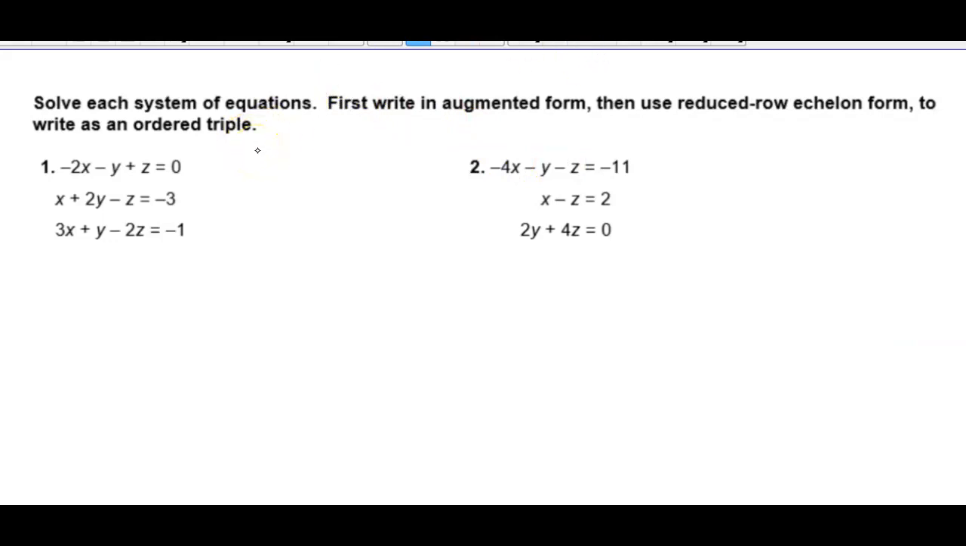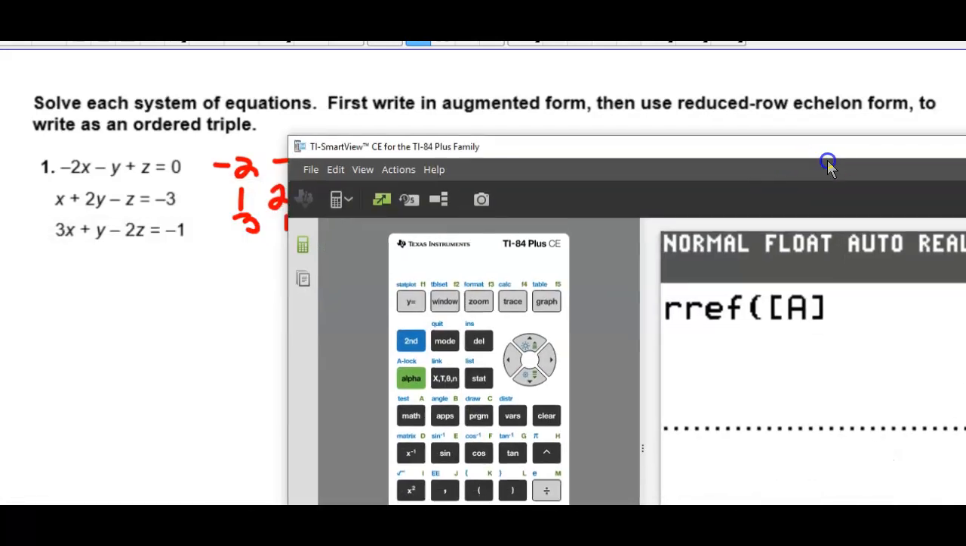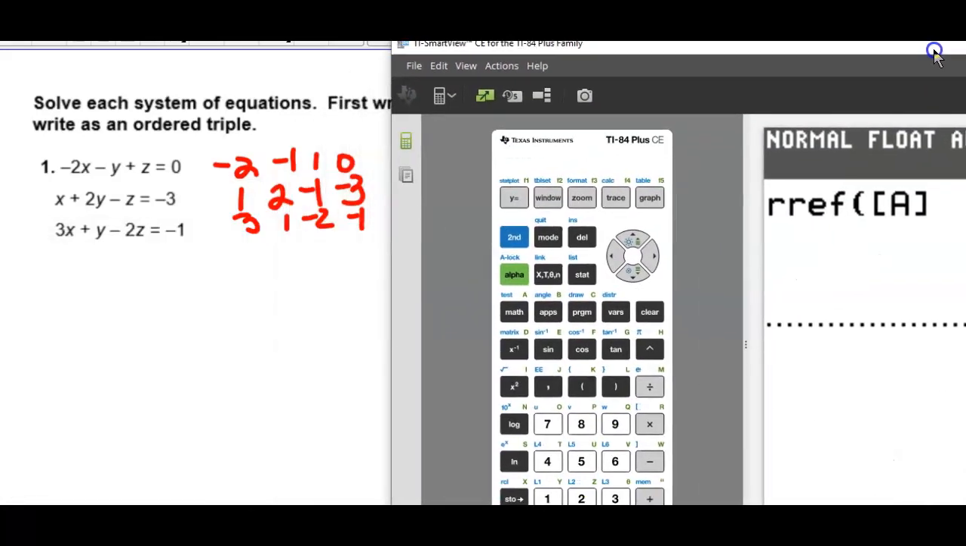All right, we're going to do these on the calculator. I will write the matrix first. Negative 2, negative 1, 1, 0. 1, 2, negative 1, negative 3. 3, 1, negative 2, negative 1. Make sure everything lines up. And be careful, on Delta Math some of them are kind of crazy. You have to do some rearranging so that they're in that order.